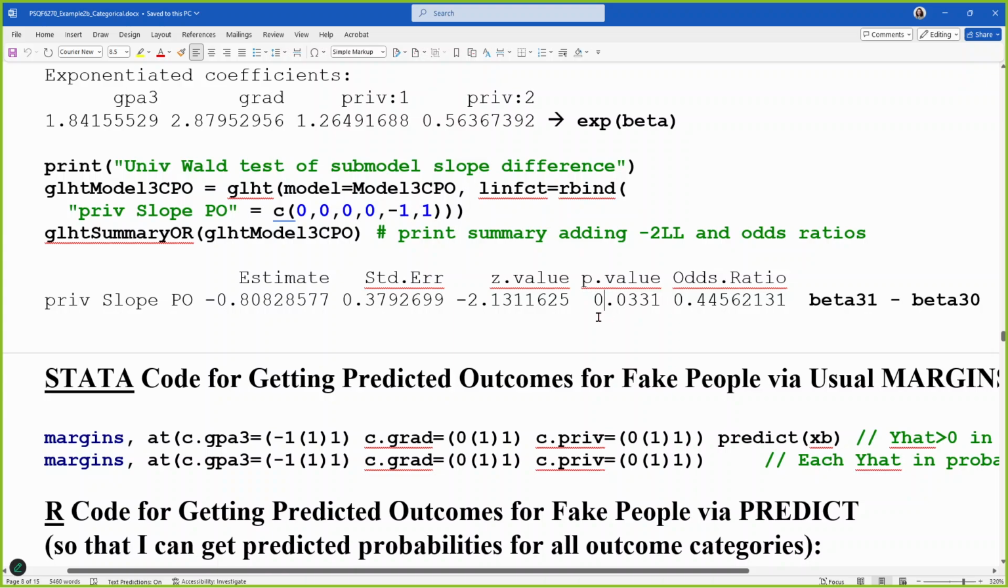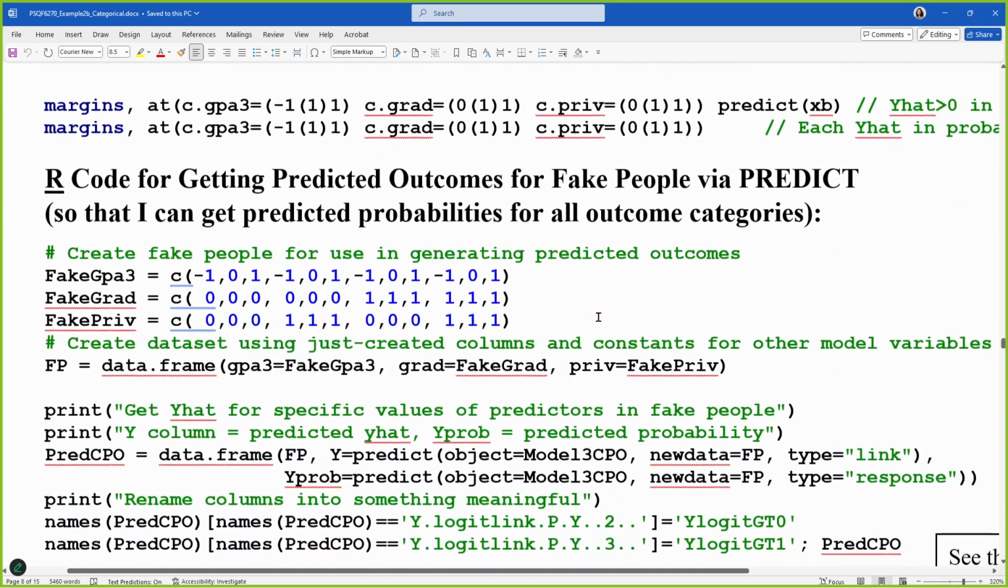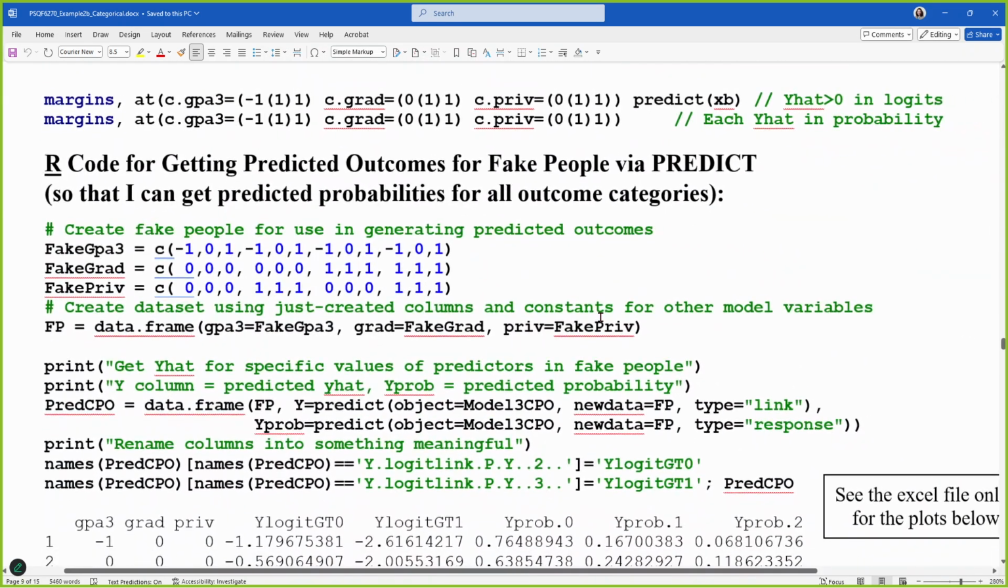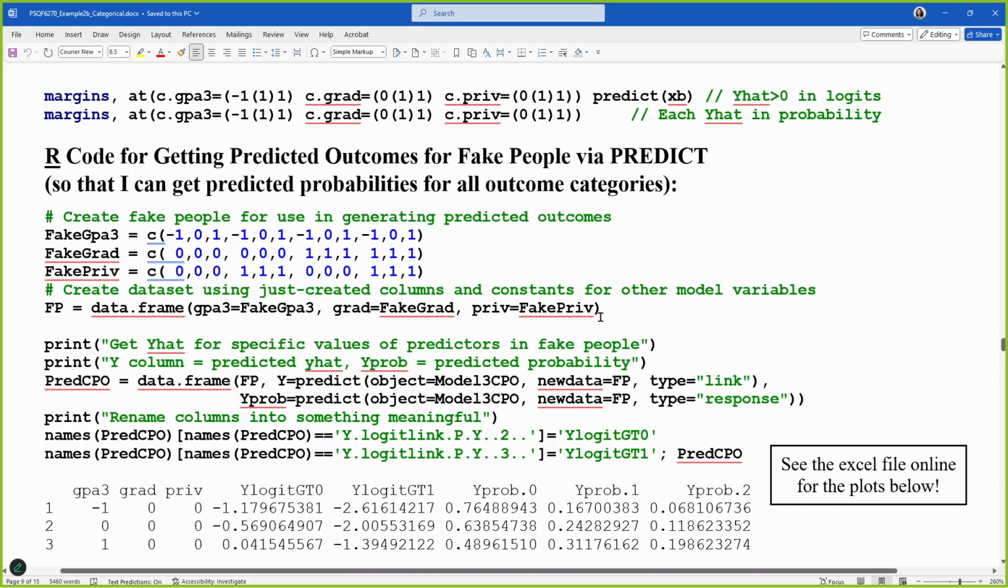Now, pictures. What does this model tell us? In order to make pictures, we've got to do a little more work than usual.